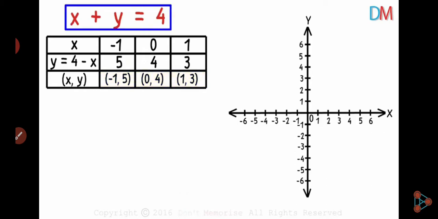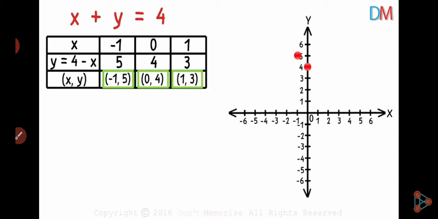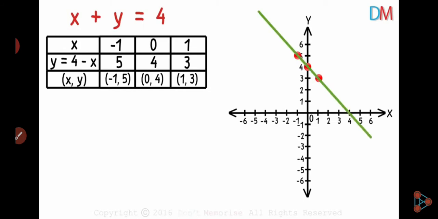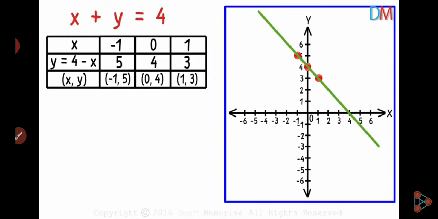And this way you have it. Now let's denote it in the Cartesian plane. So where is minus 1 and 5? Minus 1 means x is on the minus side, and 5. So here is your graph on the Cartesian plane. Understand? Now let's see another example.